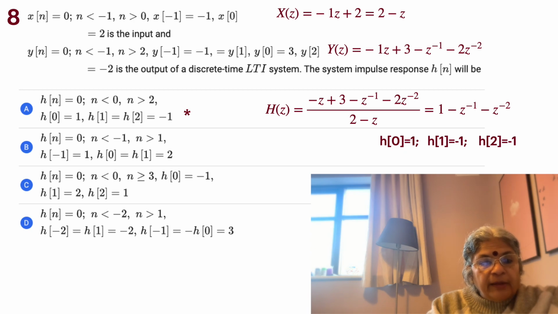y n is equal to 0 for, again, n less than minus 1 and n greater than 2. But we have y minus 1.